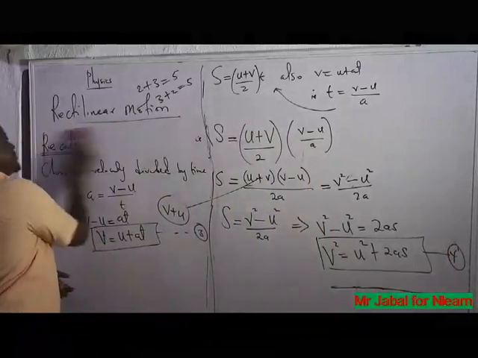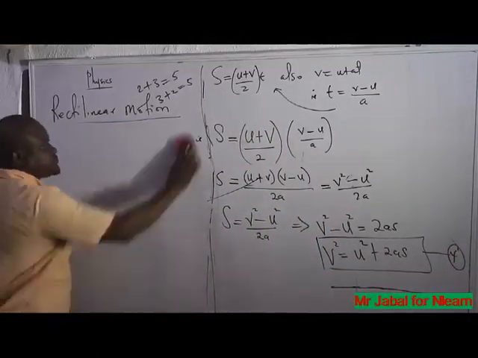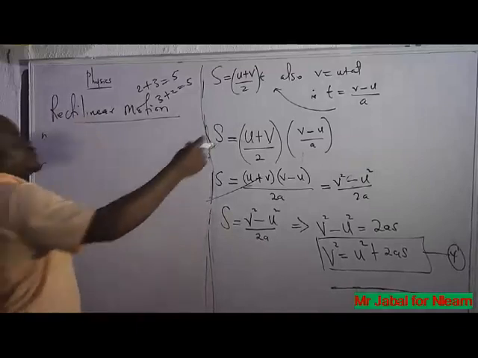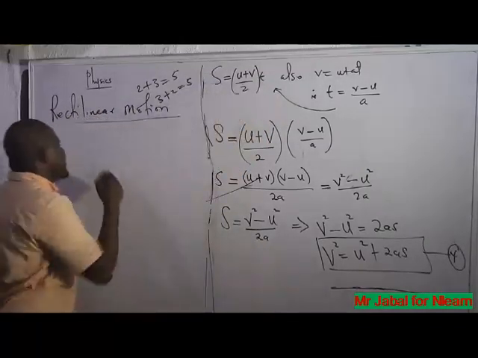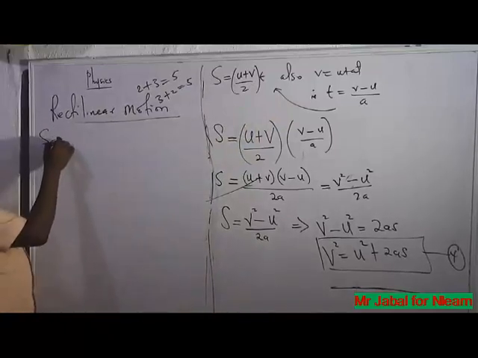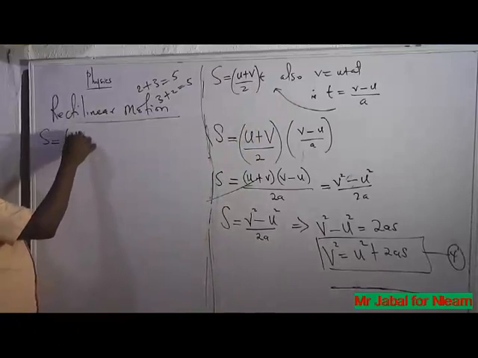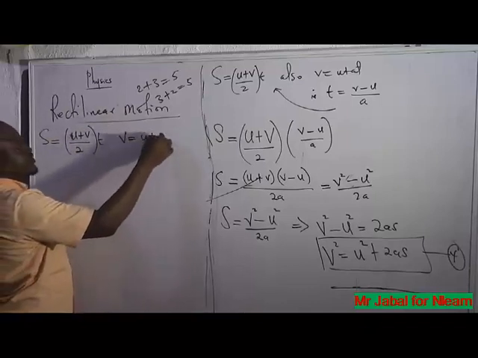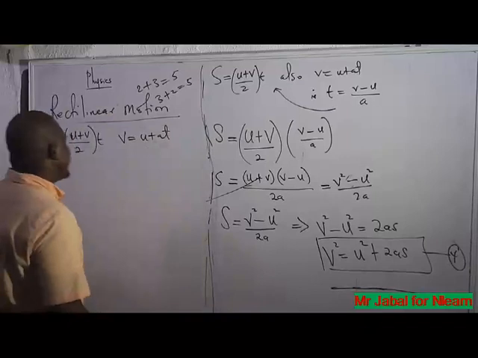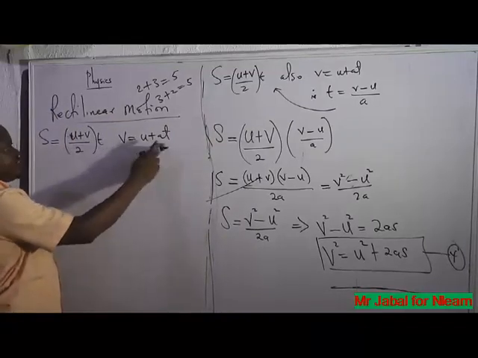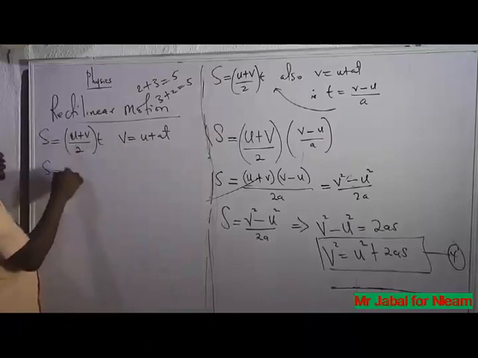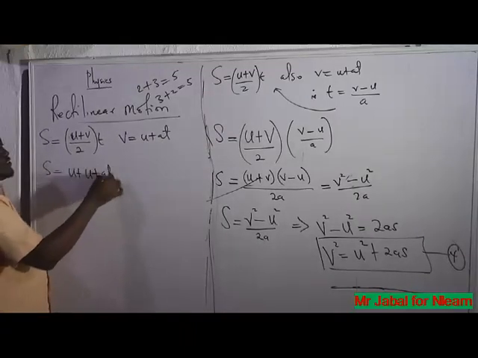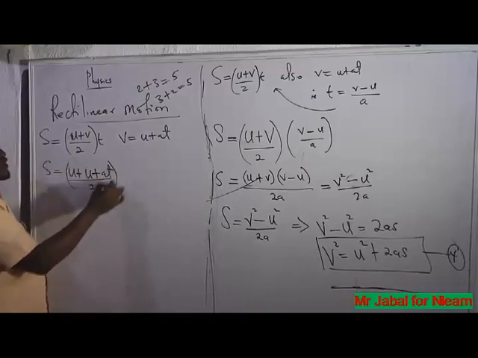Now, I'll take the last equation. From the two equations that I have, the first equation is S is U plus V over 2 times T, and the other one is V is U plus AT. All I need to do is take the value of V and replace it here. So that becomes S is U plus, in place of V, U plus AT, all over 2 into bracket T.